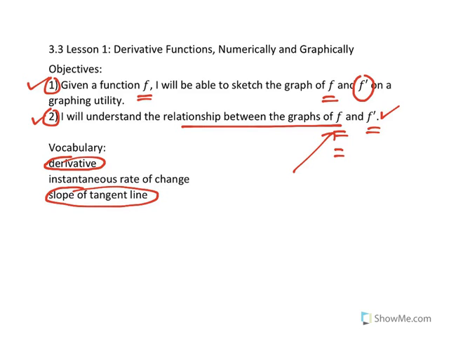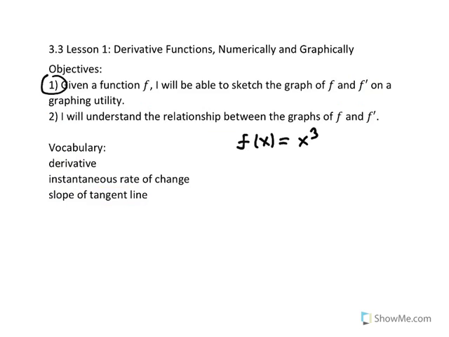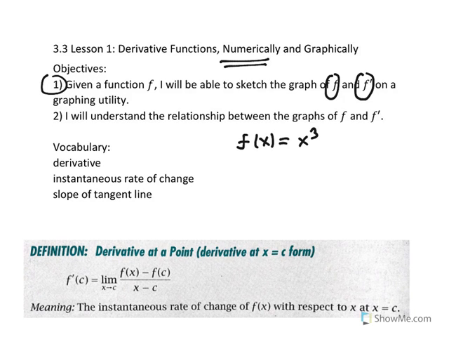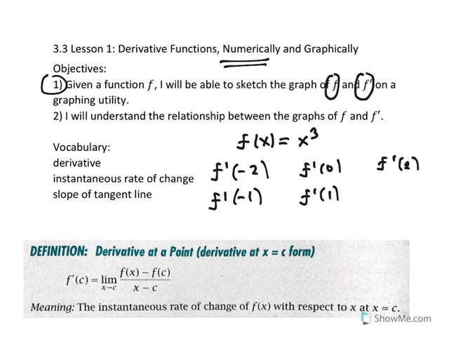Our second example will be the function f of x is equal to x cubed. So given f of x is equal to x cubed, you'll be able to sketch the graph of f of x and its derivative on a graphing utility. And we will do that numerically by calculating f prime of negative 2, f prime of negative 1, f prime of 0, f prime of 1, and f prime of 2 by using the definition of the derivative of a function at a point that we learned in our previous lesson. And that will allow us to plot points on the graph of f prime so that we can sketch the graph of f prime. So given a function f, you'll be able to sketch the graph of f and f prime, and we will do that by hand first, and we will see how we can do this using Desmos.